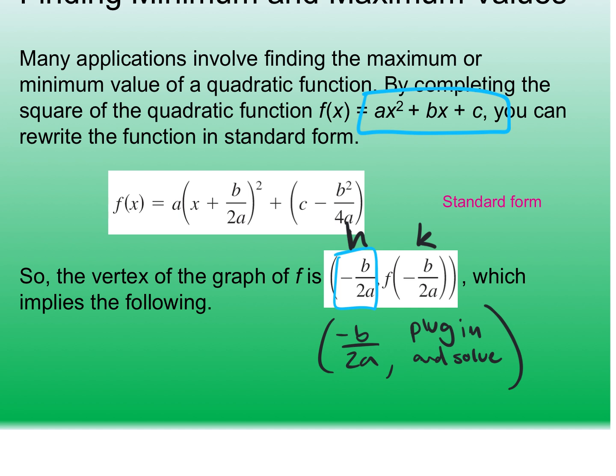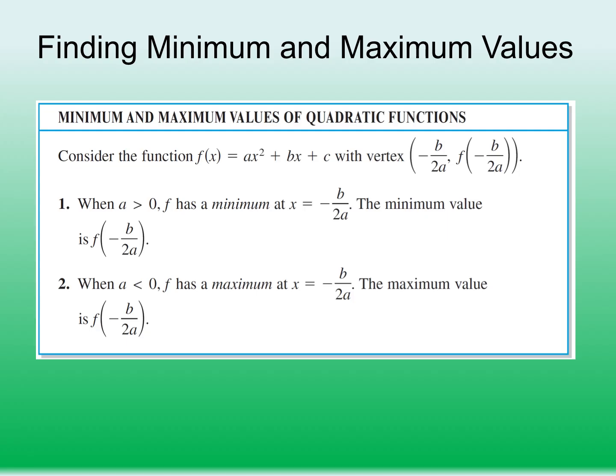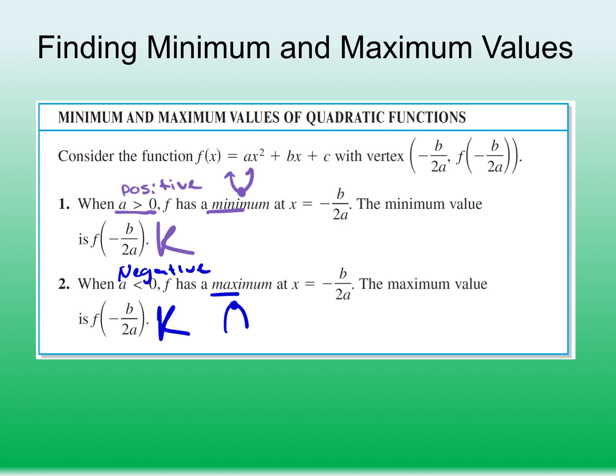So I'm going to go back to that last example and do it this way. Next page talks about finding the maximum and minimum values. When a is greater than 0, meaning a positive a, our graph opens up, so our vertex is at the minimum. The minimum value is the k from our vertex. So it's f of negative b over 2a, which is just the k from our vertex. Same thing when it's negative. Our graph opens down, which means that we have a maximum at the vertex. The maximum value is the k.